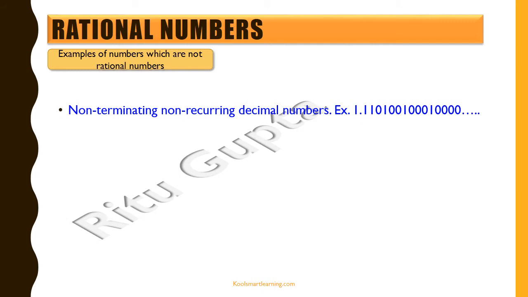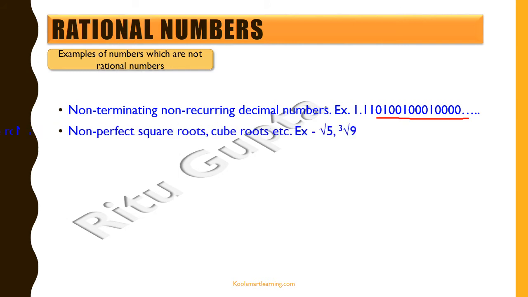If you see, none of the part after the decimal is recurring. If you see this part, it is different. Here it is 01, then 001, then 0001, and it is continuously changing. So none of the part as such is recurring. Now these cannot be represented in the form of p by q at all. So these are non-rational numbers.